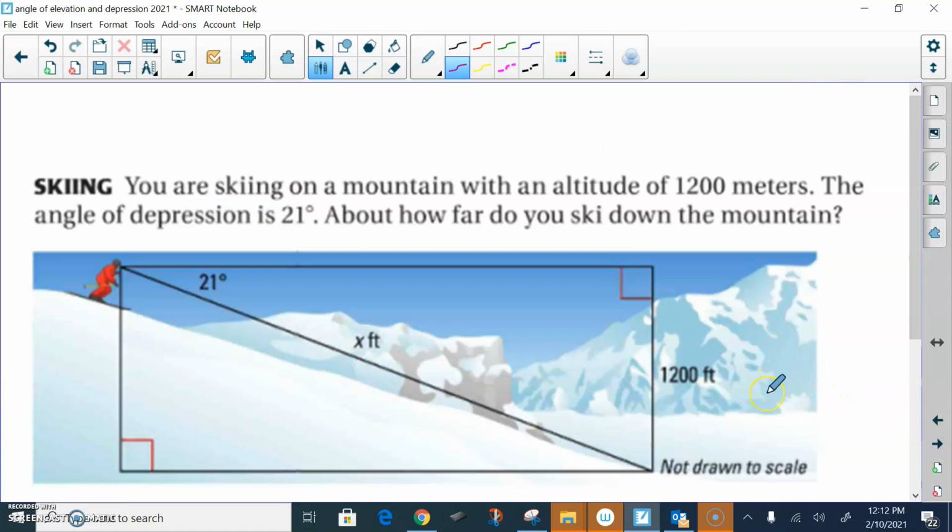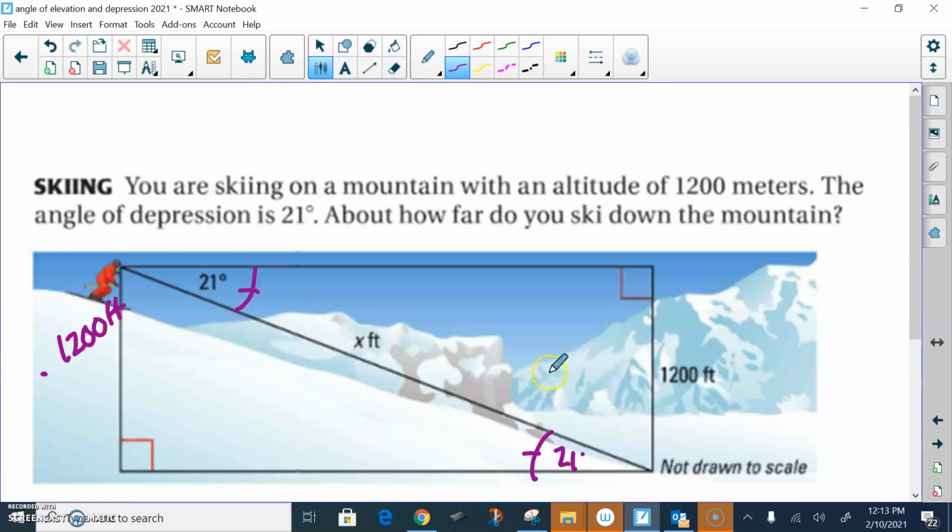All right, here it goes. You are skiing on a mountain with an altitude of 1,200 meters. The angle of depression is 21 degrees. Okay, so you're up. They seem like they're switching between feet and meters. We'll just assume it's one. We're going to say 1,200 feet. Okay, and he's looking down at 21 degrees. And remember, you can carry that 21 down here. And the question is, about how far do you ski down the mountain.